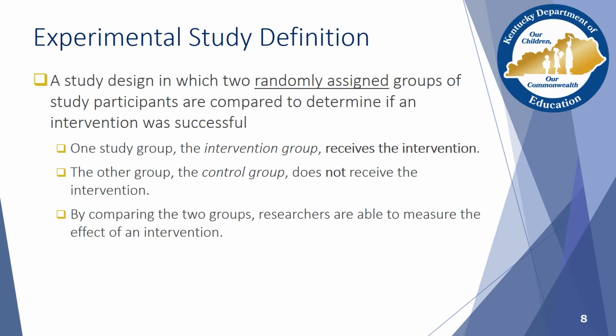We will now begin our discussion with the most rigorous study design, the experimental study design. An experimental study design, also called a randomized controlled trial or RCT, is a study design in which two randomly assigned groups of study participants are compared to determine if an intervention was successful. One study group, the intervention group, receives the intervention. The other group, the control group, does not receive the intervention. By comparing the two groups, researchers are able to measure the effect of an intervention.